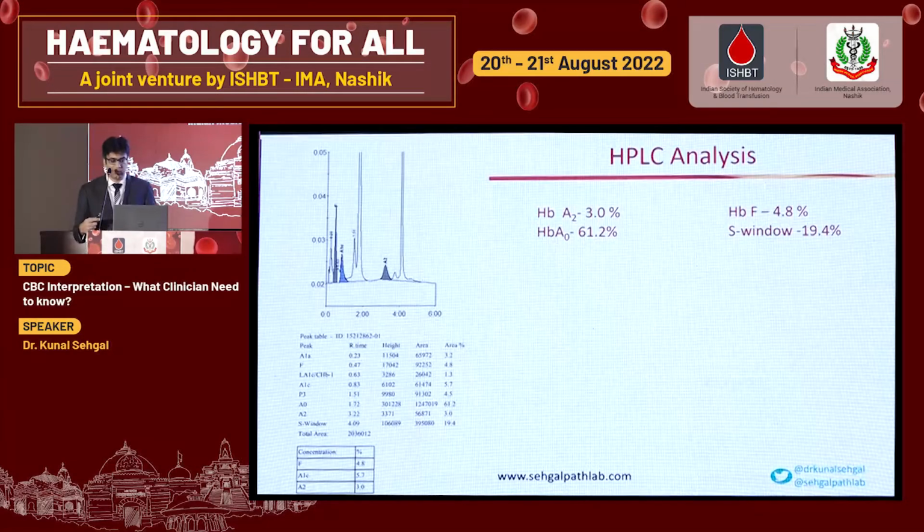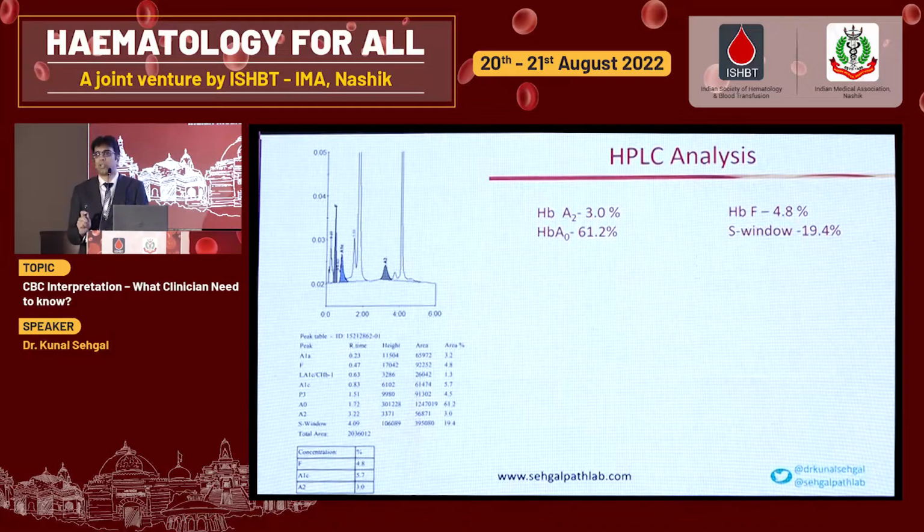So an HPLC was done. This is the graph. Now interestingly, the sickle window showed 19.4, the S window showed 19.4. The A0, which is the normal adult hemoglobin, is around 61%. A2 was 3%. We started thinking of beta thal trait, but we have an HbS. Now, this looks like an HbS trait because it is only 19% and A0 is above 60.